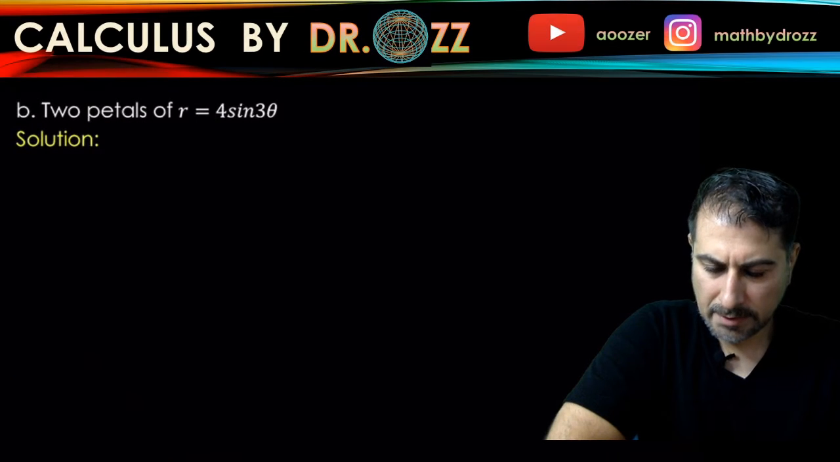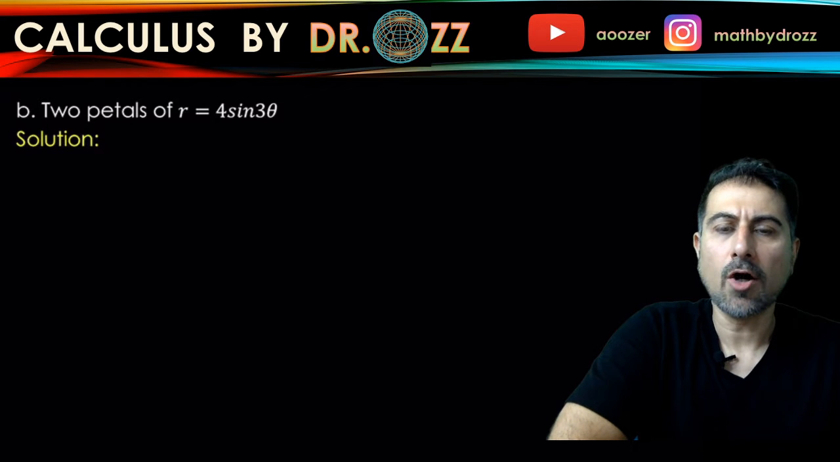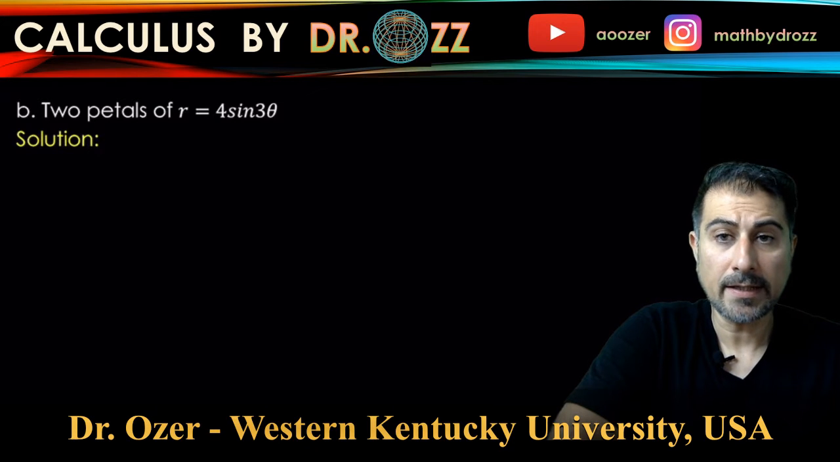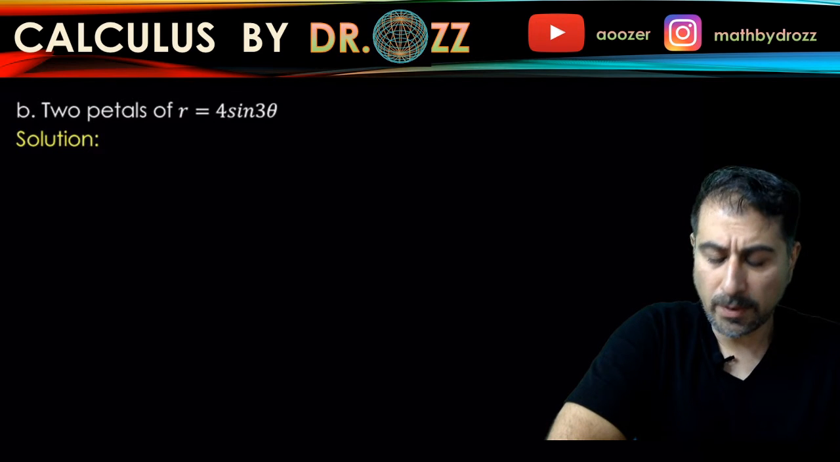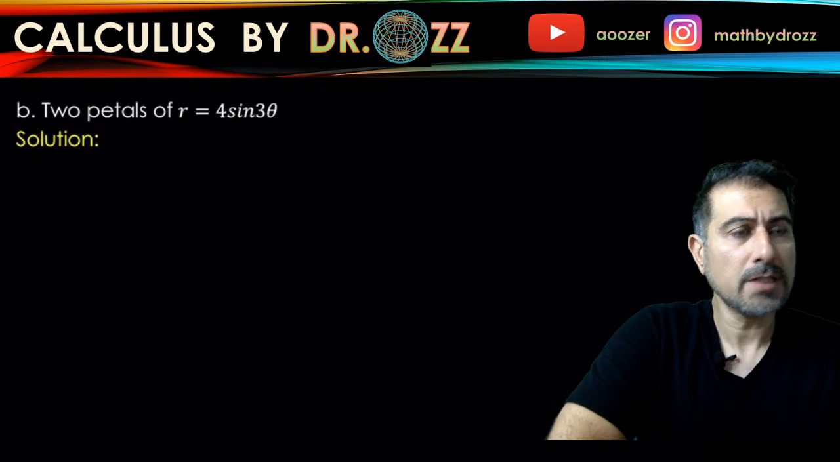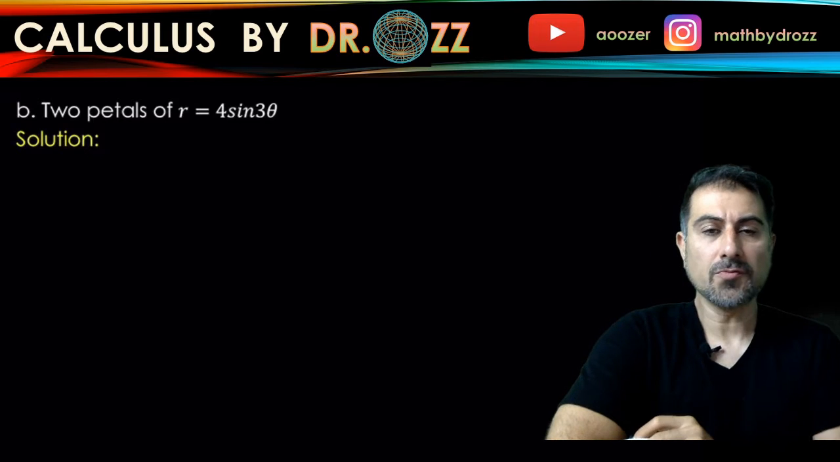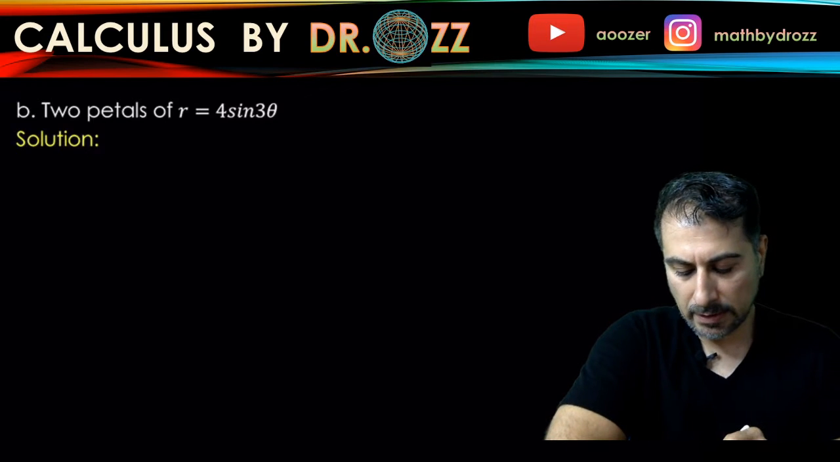All right, now let's stare at part B. So we have r equals 4 sine 3 theta, and we're looking for the area of two paddles, okay? So why don't you go ahead and use your TI-84 to get a visual for r equals 4 sine 3 theta and see what it looks like.